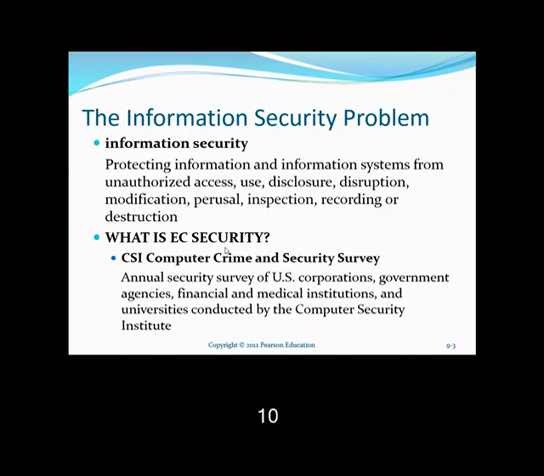So, what is information security? Information security is about protecting information and information systems from unauthorized access, use, disclosure, disruption, modification, perusal, inspection, recording or destruction. So this is information security, because in our e-commerce system, there is a lot of information that we need to protect. So that's why the security of the information is very important.